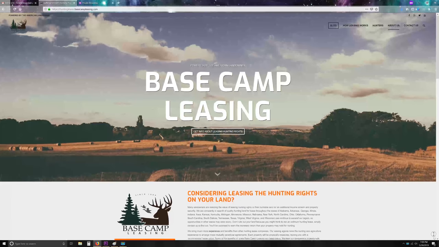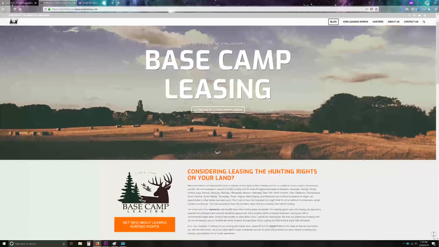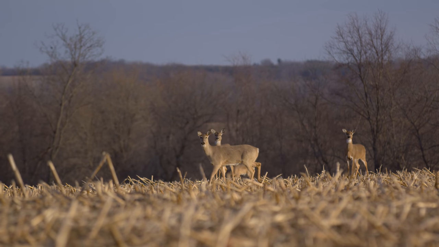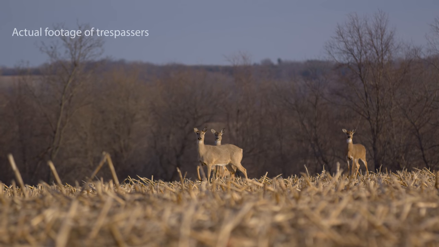Some of the benefits of leasing your land's hunting rights through Base Camp Leasing are that it is a significant and passive income source. You'll get premium insurance coverage, and you'll have hunters that will help deter trespassing. You'll be able to reduce wildlife causing crop damage by reducing their populations, and you'll get a professionally written lease that will protect both the landowner and the hunter.